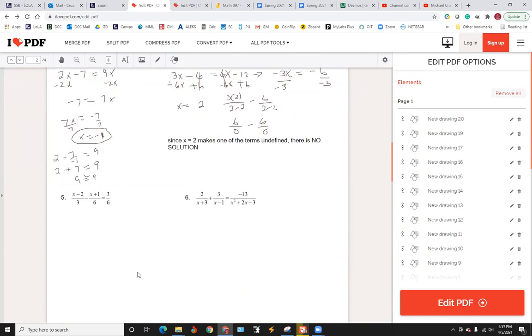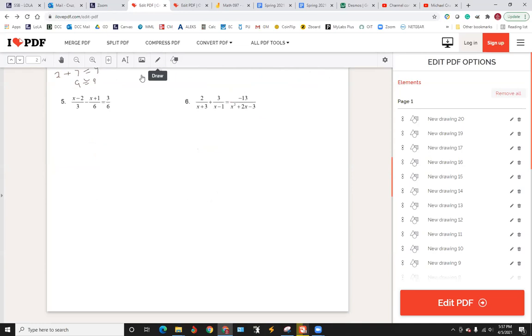All right, so last two here. What's the LCD on this first one? 6. Yeah, so multiply everything by 6. What happens when we multiply everything by 6? Remember, that's 6 over 1 if you need it.